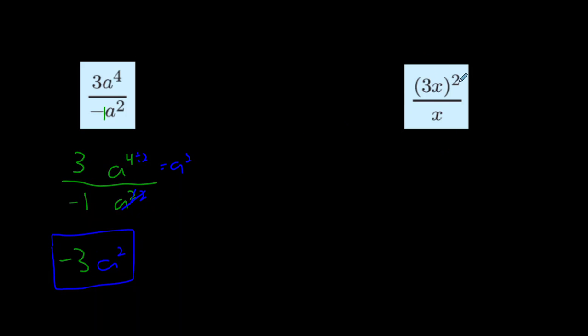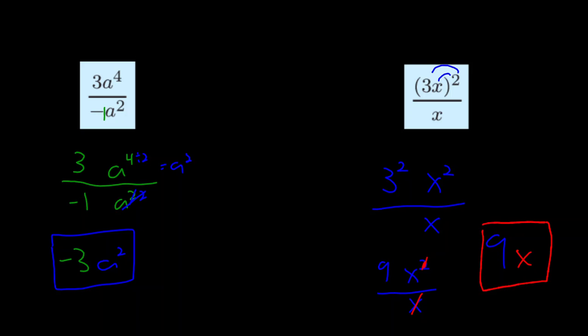Looking over here, 3x squared over x, so I'm going to square both parts. I'm going to get 3 squared x squared over x, and then I can start to go from there. So I will get 9x squared over x. This 9 can't do anything. We don't have anything that can factor with. So that 9 is going to come over here. X squared over x, well, that should simply be, this x is going to go away. We're going to take one of our x's away, and that'll just become x. So we should get 9x for our answer here.